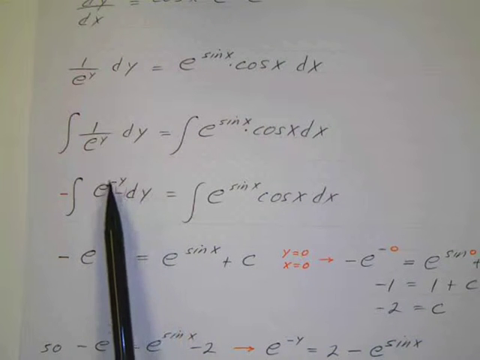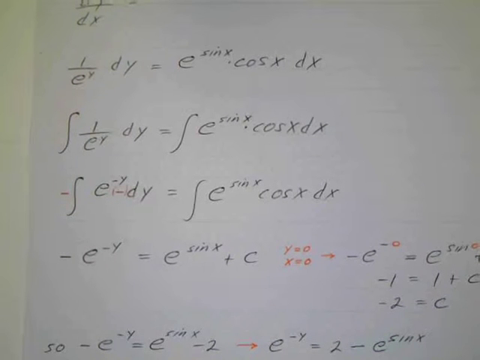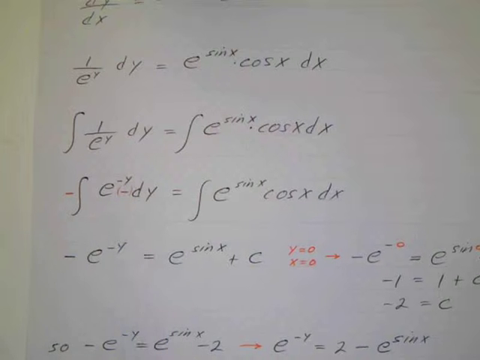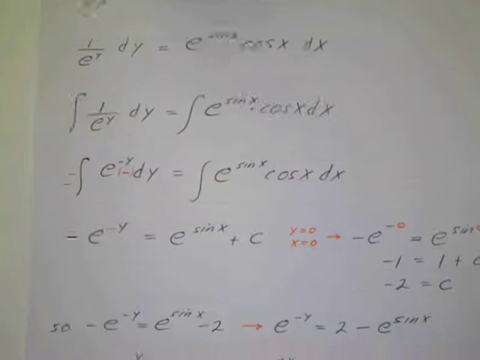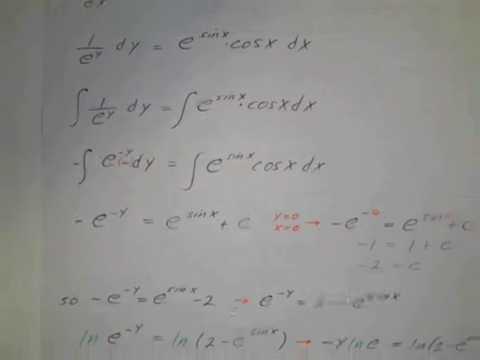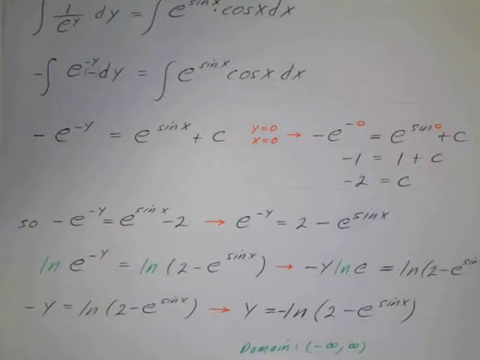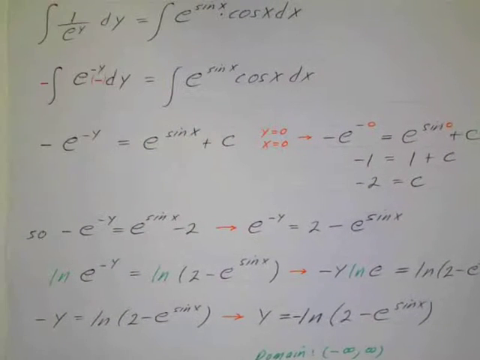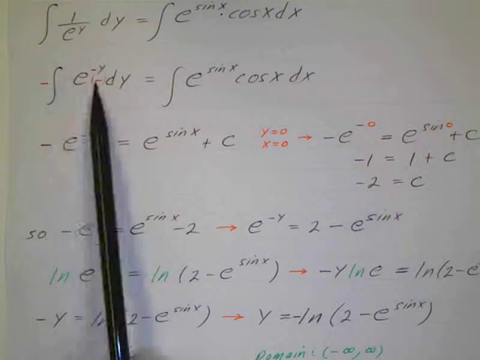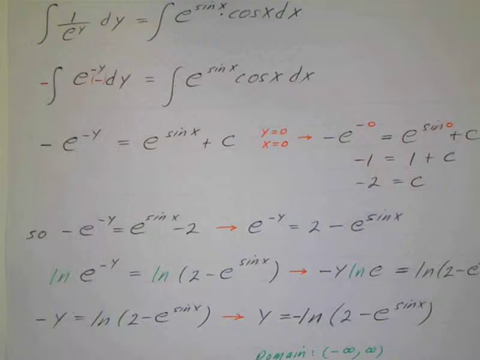So in this case, my u is negative y, so the du would be negative dy. So I need a negative sign here. Well, I could put a negative here and I could put a negative in front. So it's kind of like an abbreviated u substitution. All right? So we doctor this up. We have an e to the u du, but if I put a negative sign here, I've got to put a negative sign out in front, because in essence it's negative times negative, which is a positive.